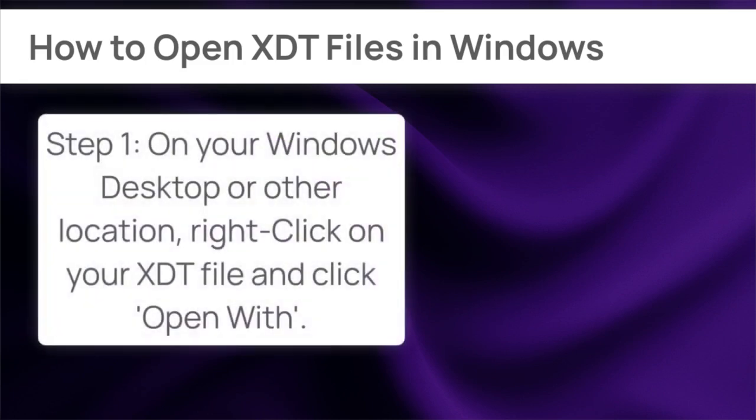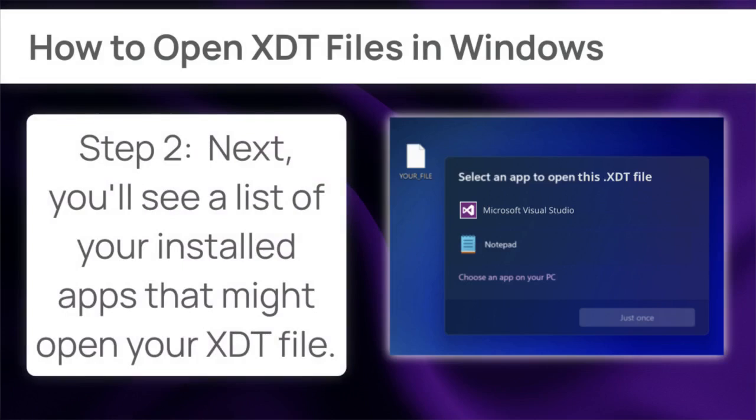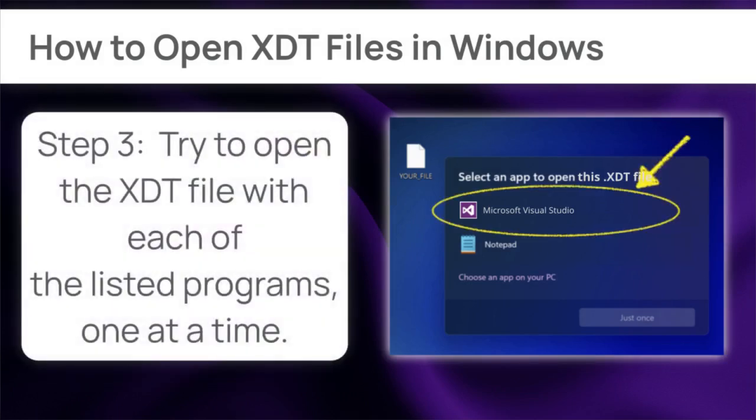To bypass the default application error, right-click the XDT file and choose Open With. Prioritize Microsoft Visual Studio if available. If absent, choose another application. We are searching for a viable decoder.